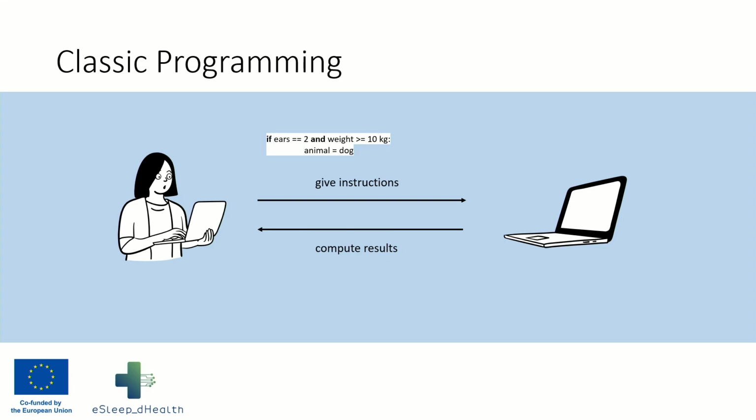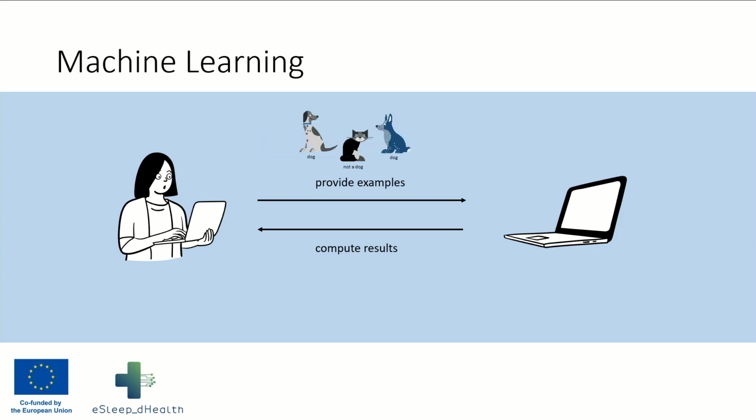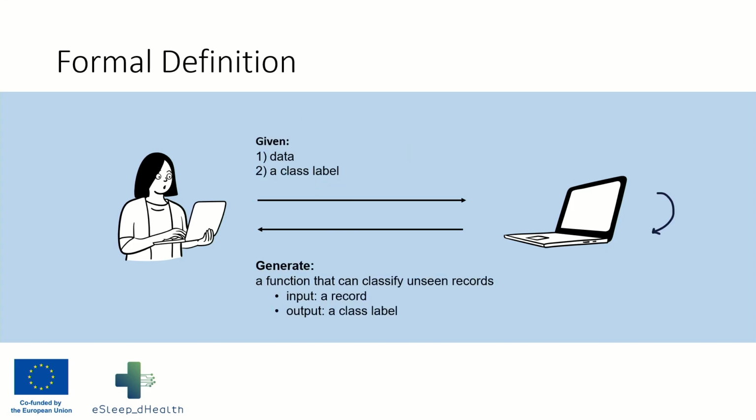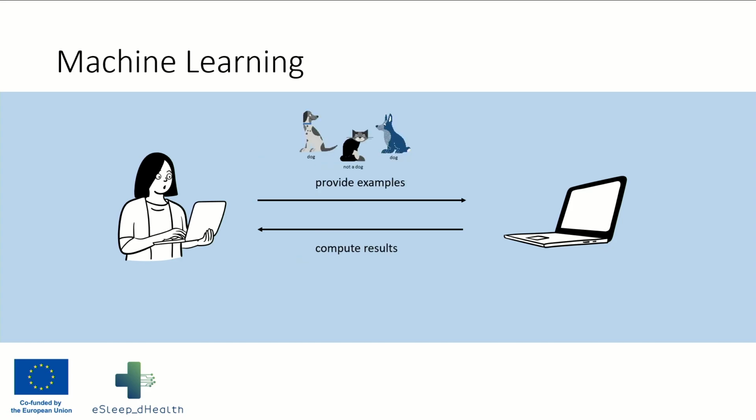However, this is quite limited. So we would need a lot of rules to cover those special cases, and the results might not be very accurate. And how is machine learning? Let's see the comparison. So in machine learning, we don't provide rules, but instead we provide examples. And by providing those examples, the machine derives its own model.